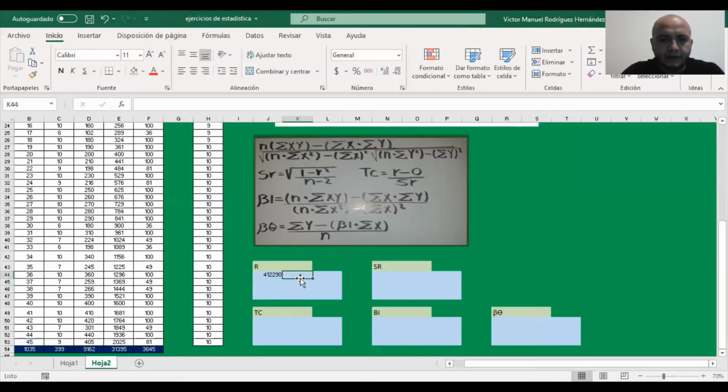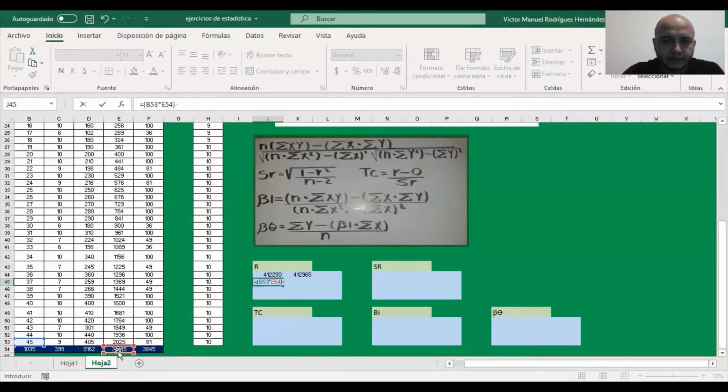And then the second operation, it's the summatory of x multiplied by the summatory of y. There it is. And down below we have n, which is 45 multiplied by the summatory of x squared, close the parenthesis, minus the summatory of x to the second power. So it's x by x.